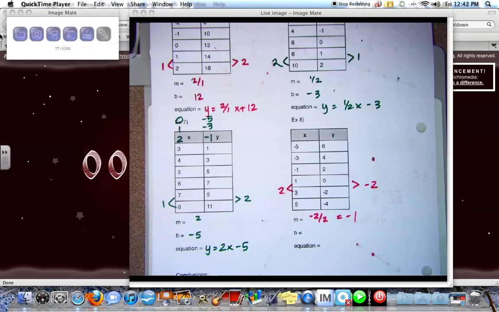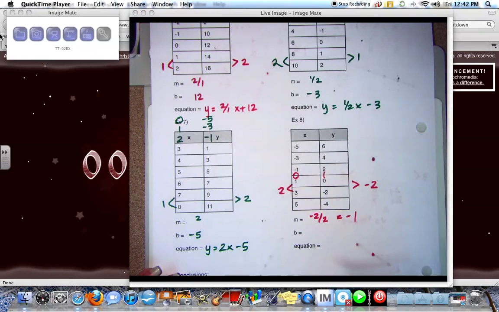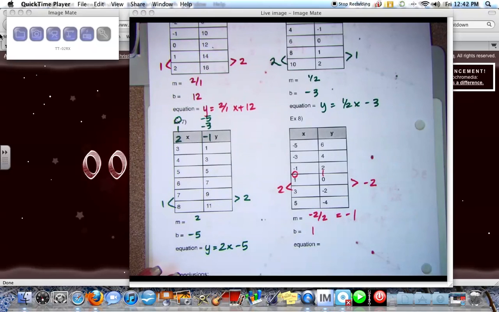Do we see what x equals 0 here? No. Can we find out what y equals when x is 0? Yes. Where would 0 fall in this chart? Between negative 1 and 1. Between 2 and 0 is 1. So halfway between 0 and 2 would be 1. So that means our y-intercept is 1. So our equation is, y equals negative 1x plus 1.